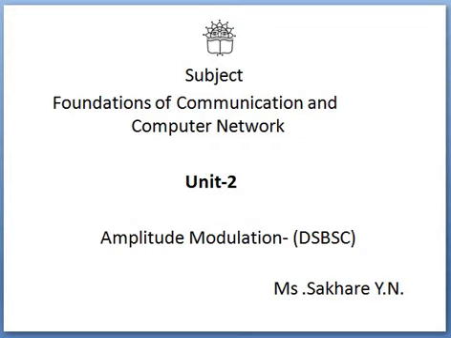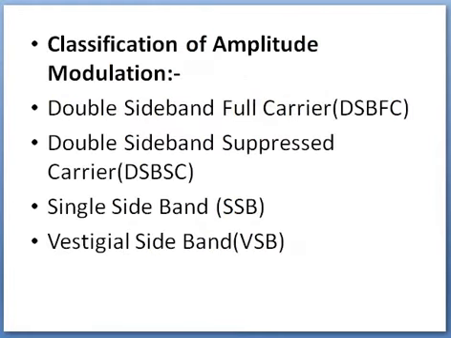Hello friends, today we are going to discuss amplitude modulation from the subject Foundations of Communication and Computer Network. In the last lecture we have seen the first type of amplitude modulation, that is double sideband full carrier. In today's lecture we are going to discuss double sideband suppressed carrier, that is DSB SC.